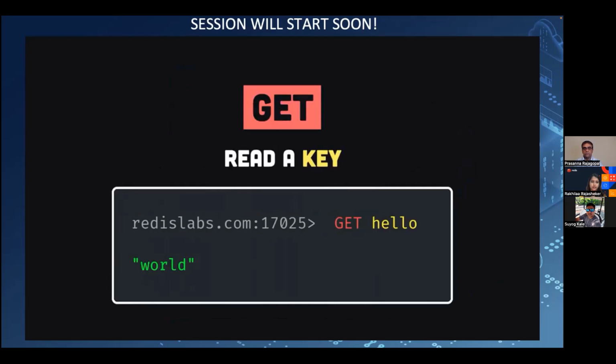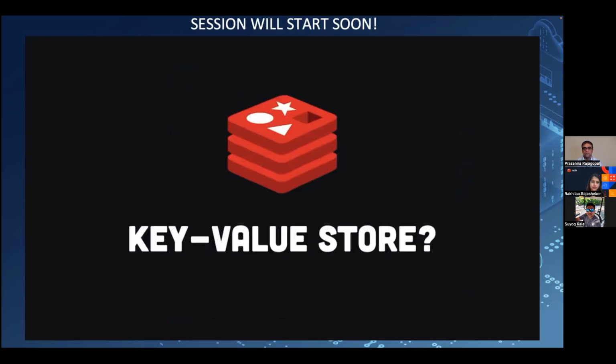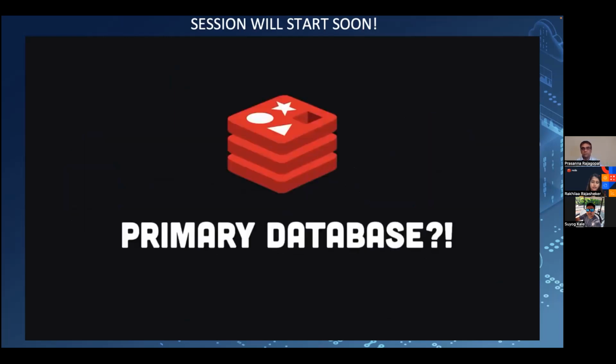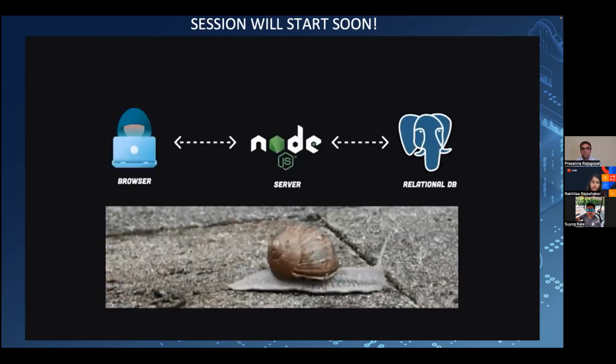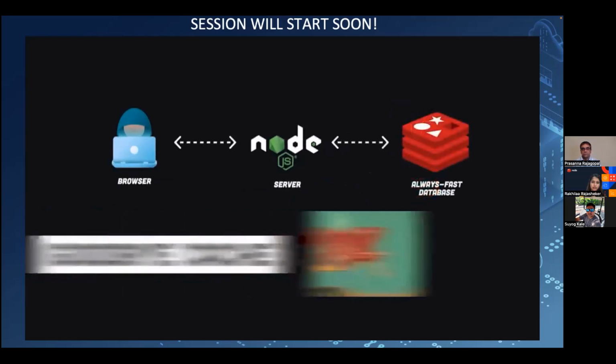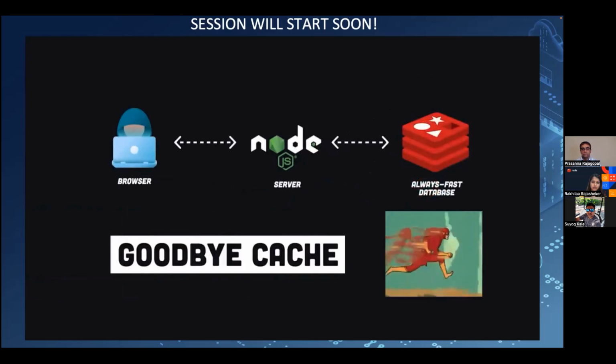Historically, Redis has been described as a key value store and is often used as a cache to make relational databases faster at scale. But here's where your mind is about to be blown. Redis is perfectly suitable as a primary database and can dramatically reduce complexity because making things go fast at scale is the primary cause of complexity in the first place. With Redis, your database is already fast. No need for a complex caching layer.